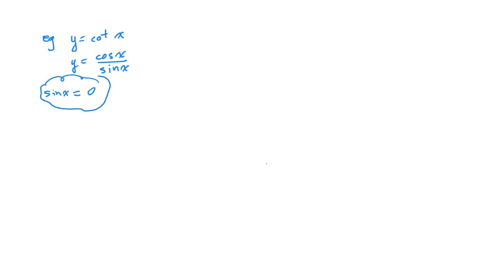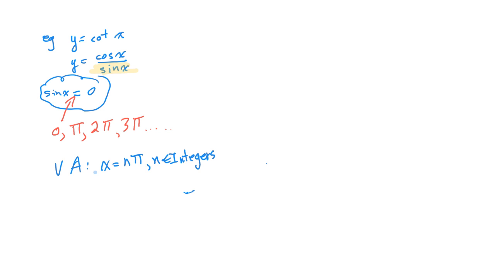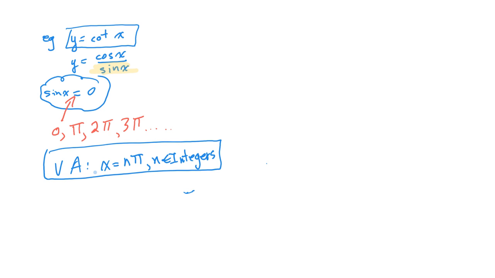For us, sine of x only equals 0 at 0, pi, 2 pi, 3 pi, and so forth. It also goes back as well in the same pattern. So for the denominator of this equation, the vertical asymptotes are going to be the following. When we do our analysis, you're going to find out that the vertical asymptotes for our function y is equal to cotan x are going to be n pi for x.